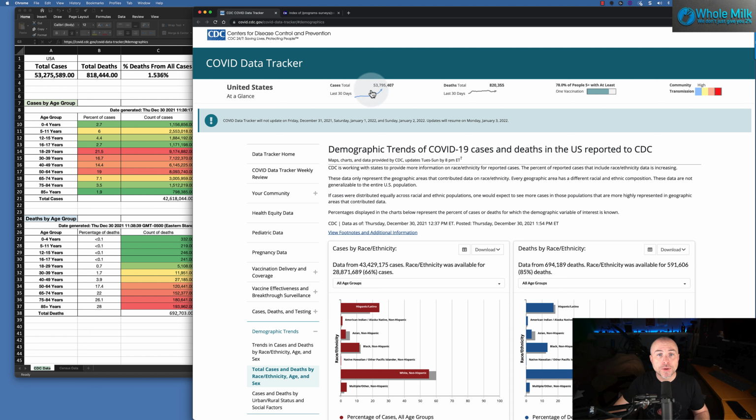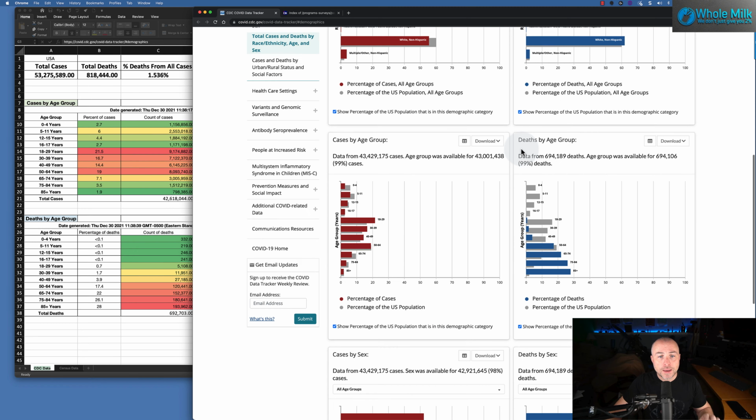The first number we want to look at is this 53,795,000 number, which they're saying is the total cases to date from the start of this. We then want to look at the total deaths. They're saying there's 820,000 deaths from COVID over the last 2 years. You can click on these links, and they'll open up other charts to break down this information if you want to go down that rabbit hole. But today we're just going to look at cases by age group.